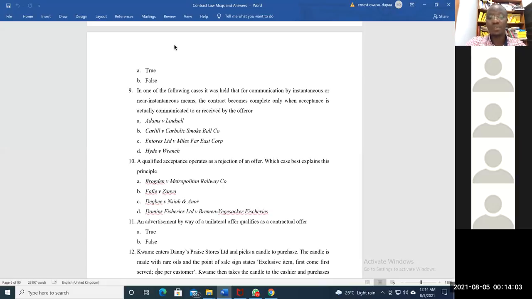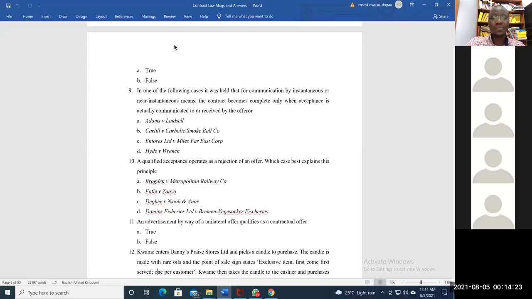And then Carlill and Carbolic Smoke Ball, we've just been discussing it. In terms of acceptance, its relevance relates to acceptance of a unilateral offer, which does not require communication, and it only requires performance. So that one is out.